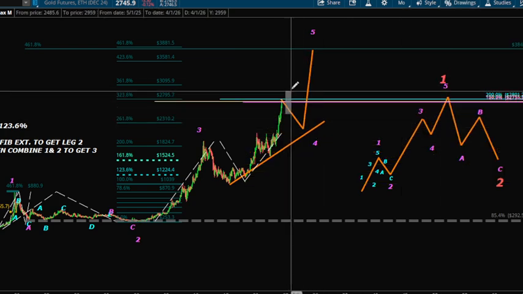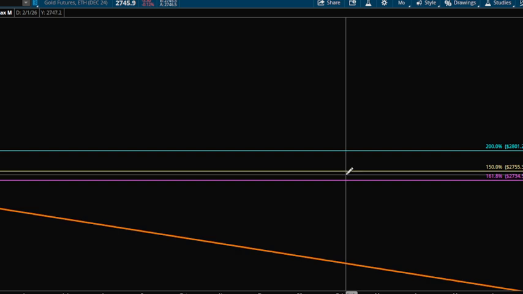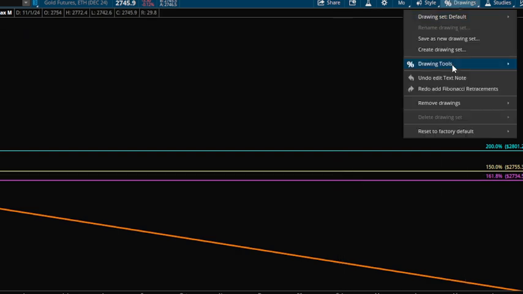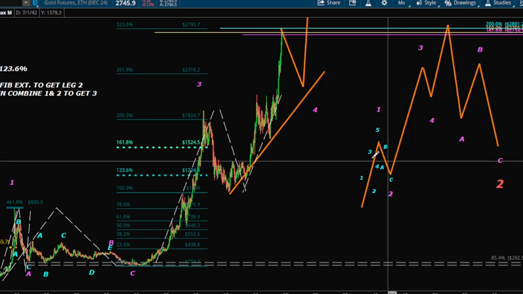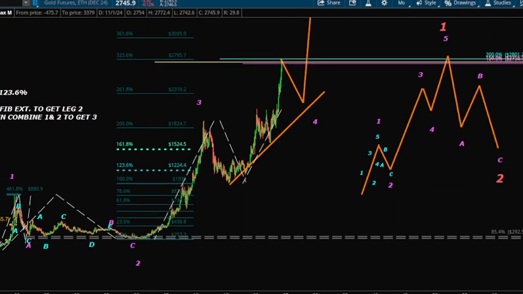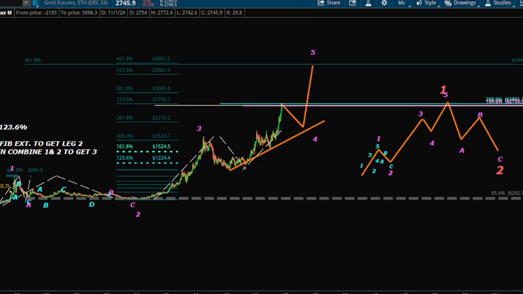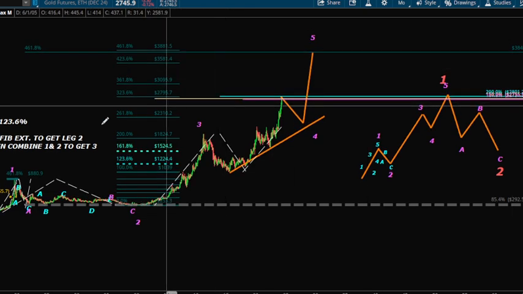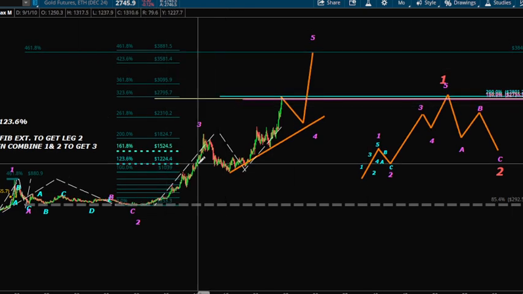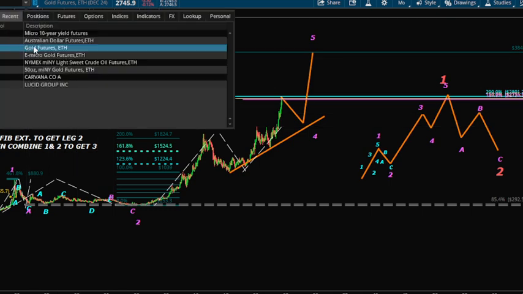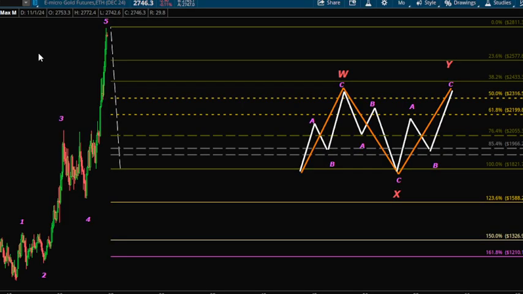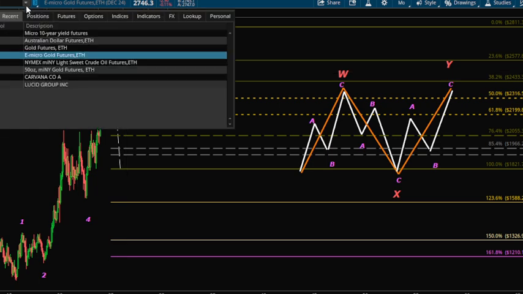And that got us these 3 fibs: a 200, a 150, and a 161.8. Now, that's as much as we can go on the monthly time frame. I got as much information as I could going into a lower time frame. So now let me just show you real quick.